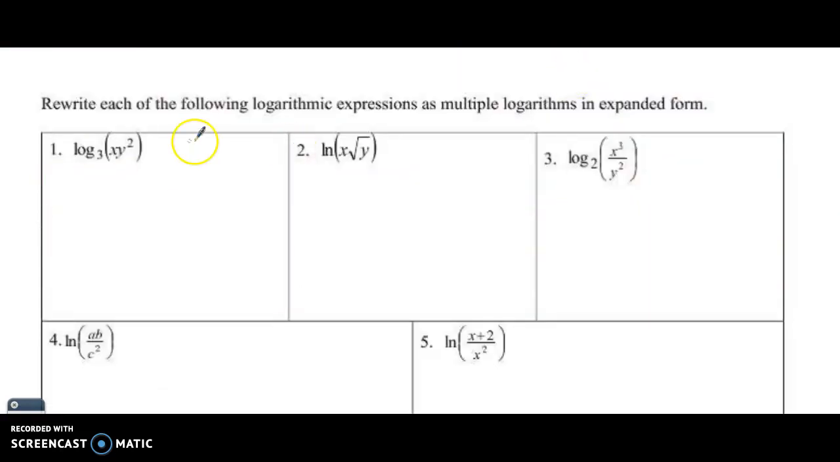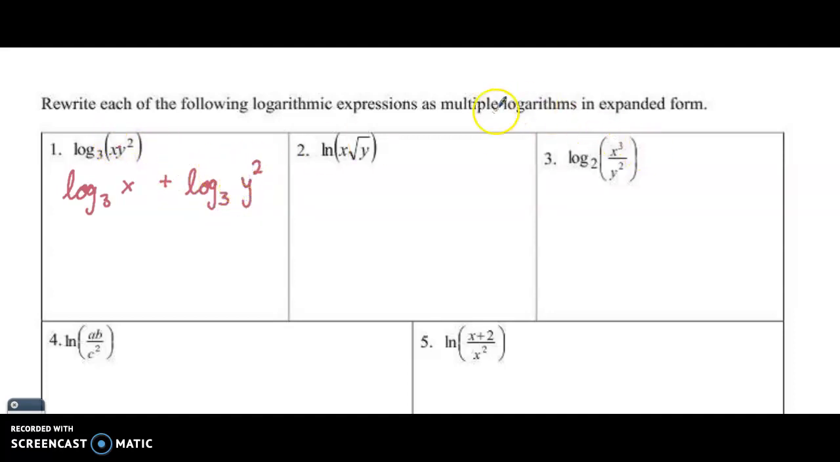Because now what we're trying to do is expand all of these. So maybe I'll work through the first one a little bit slower. We have a multiplication, so we can split them up as two separate logs using addition. So multiplication turns into addition.